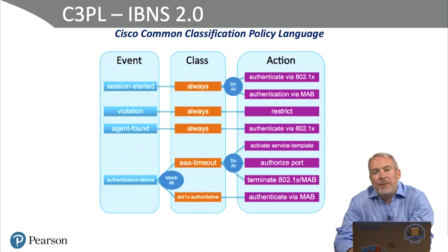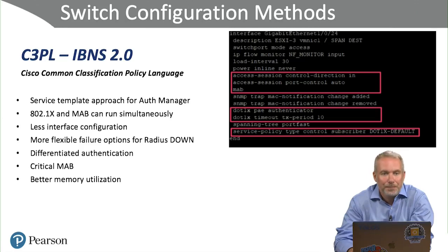If I look at the difference between that and the IBNS 2.0 style configuration, it's quite a bit different. This takes the form of what we call an event class and action methodology. So the same policy construct that you're used to from a quality of service perspective is used for this as well. We look at an event, we define classes, and then we define actions for those events. This is called C3PL, or Cisco Common Classification Policy Language.